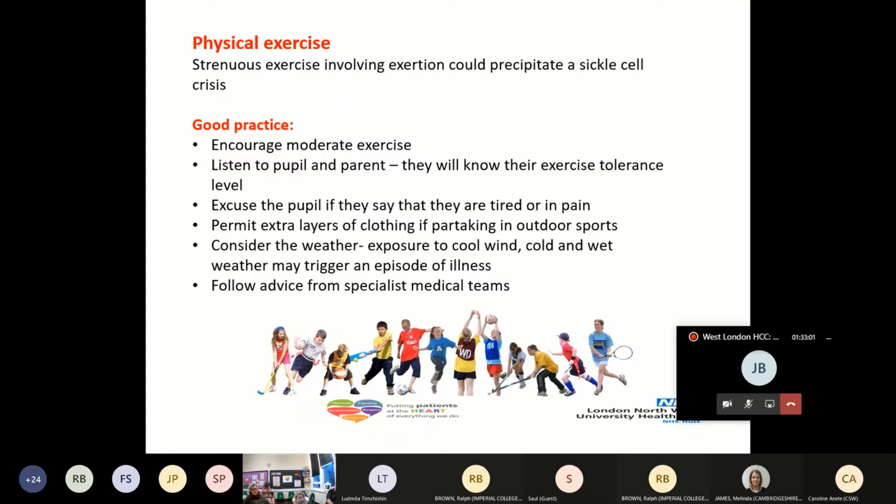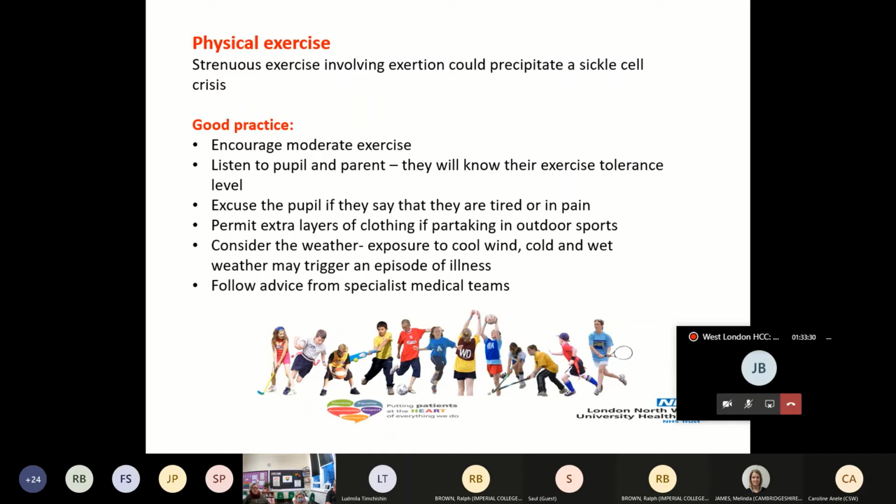Good tip would be to listen to the child and the parent, because each individual will know their own exercise tolerance level. So for many children with sickle cell disease, if you ask them to run around a playground 6 times, they probably would only be able to manage it 2 or 3 times, whereas a pupil without any sickle cell disease would probably be able to do it quite happily 6 times. So everybody is very different.